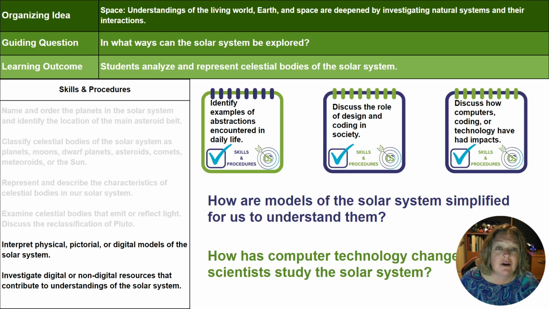And talking about how computer technology has changed how scientists study the solar system is going to draw in these topics around discussions about technology and the impacts it's had, and the role of design and coding, because computer systems help scientists track things in space and help scientists look further into space, and we're able to learn much more than we could prior to having those design and coding things available.